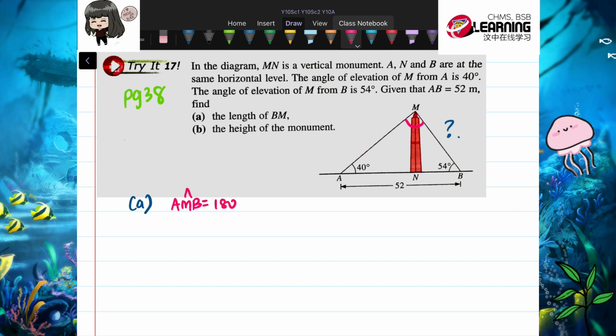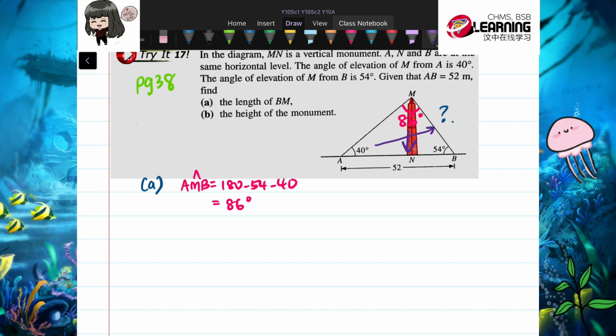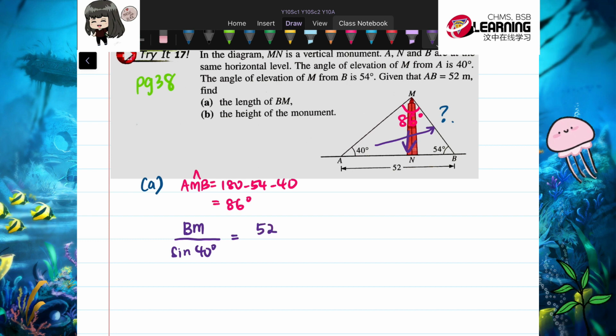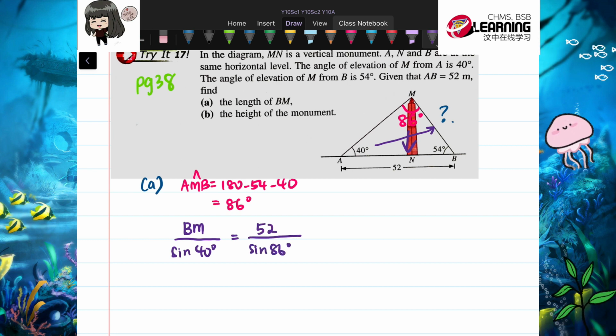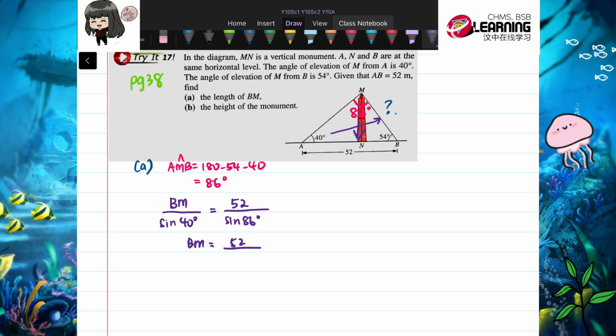Angle AMB is 180 minus 54 minus 40 equals 86 degrees. Okay, so here is 86. So we use the sine rule using the big triangle AMB. This one is 52 and 40 degrees with the opposite BM. So we find the length of BM. BM over sine 40 equals 52 over sine 86 degrees. Okay, so BM equals 52 over sine 86.